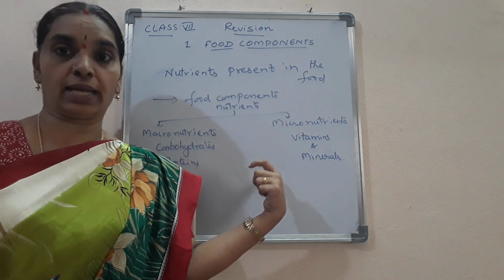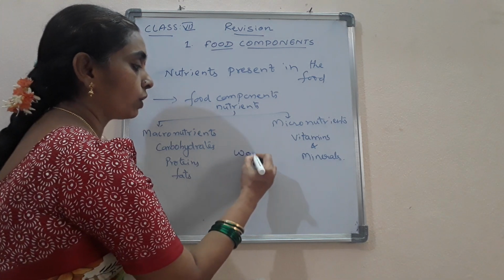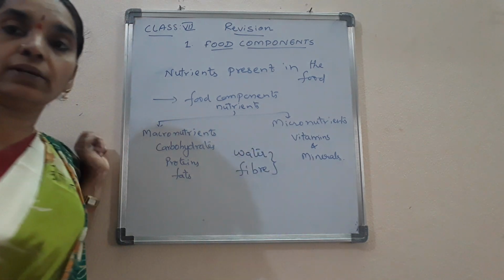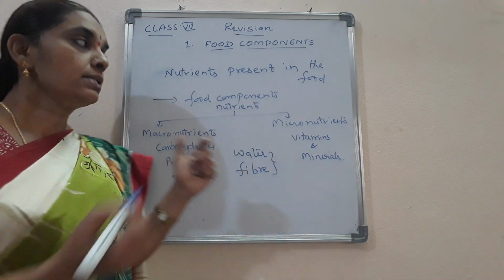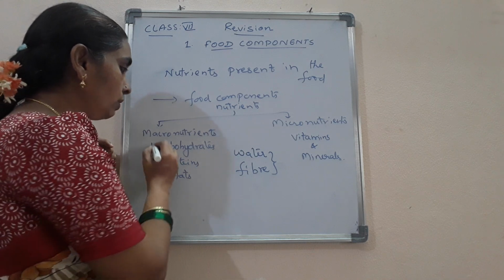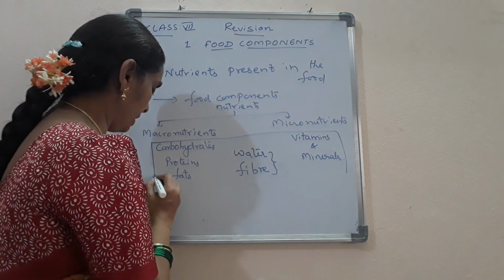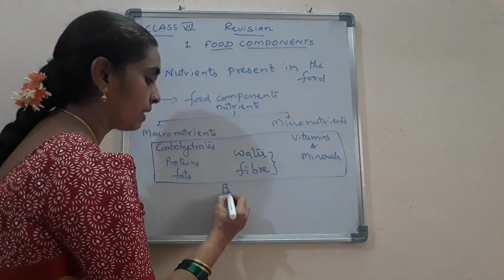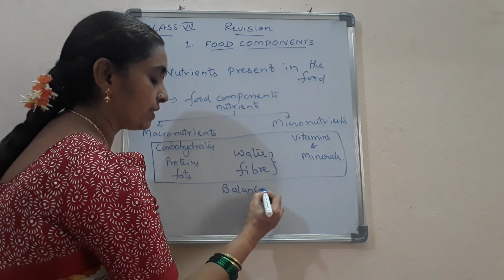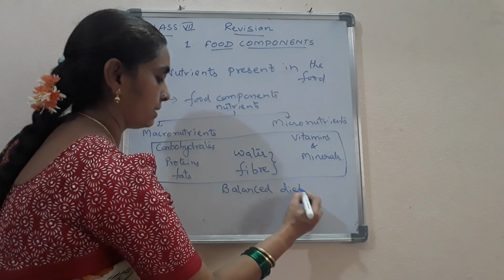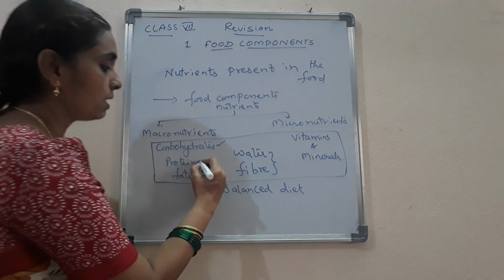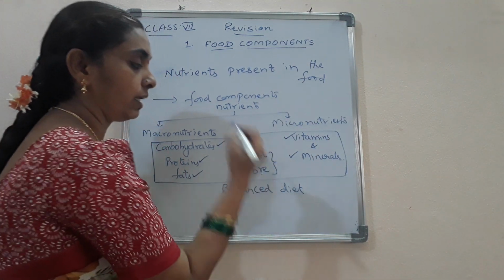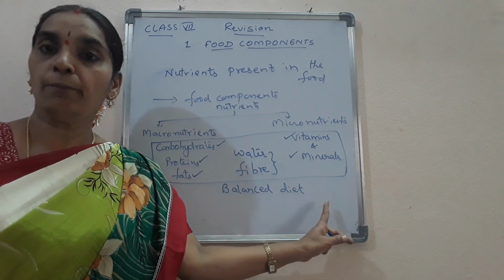Along with these nutrients, we also take in water and fiber in our diet. So the food that contains all these nutrients forms a balanced diet. A diet which contains all the nutrients like carbohydrates, proteins, fats, vitamins and minerals along with water and fiber is called a balanced diet.